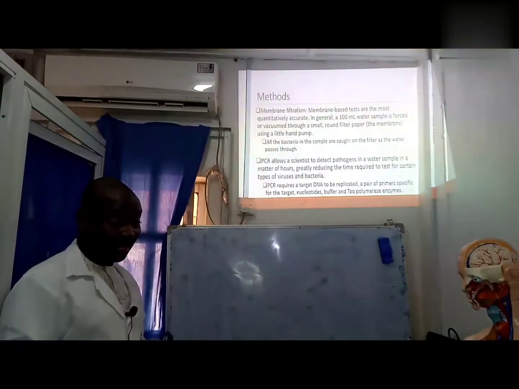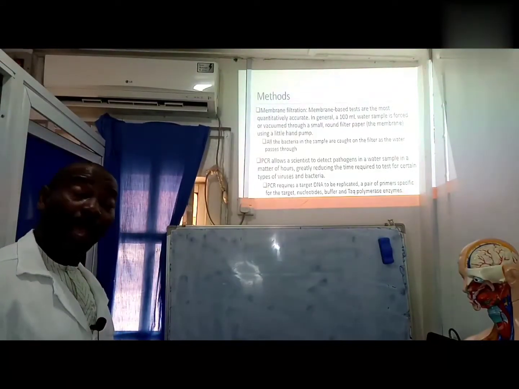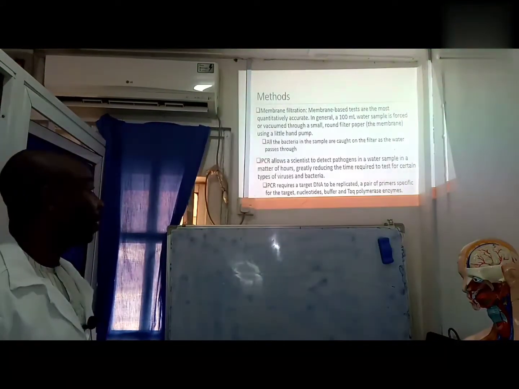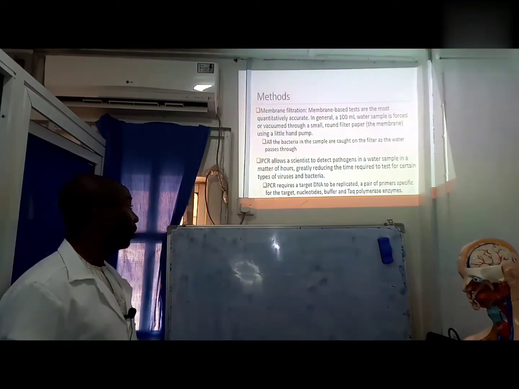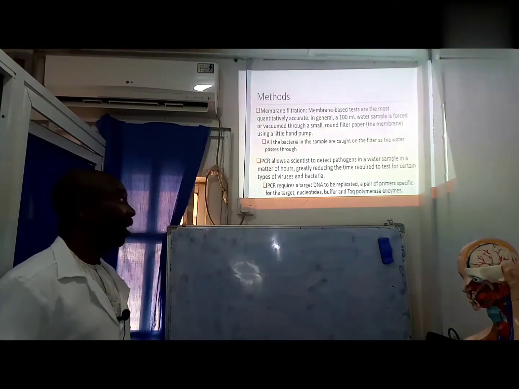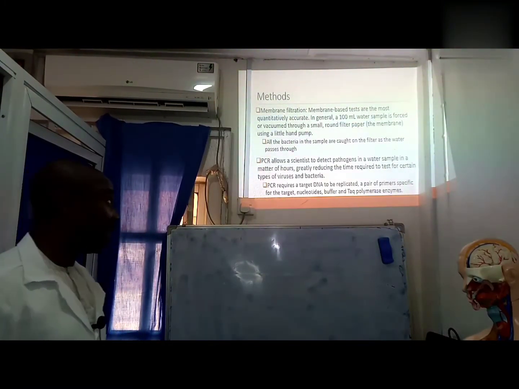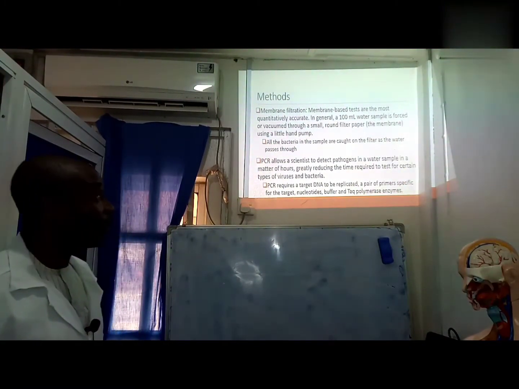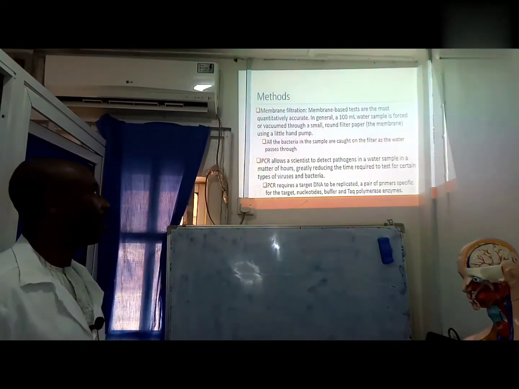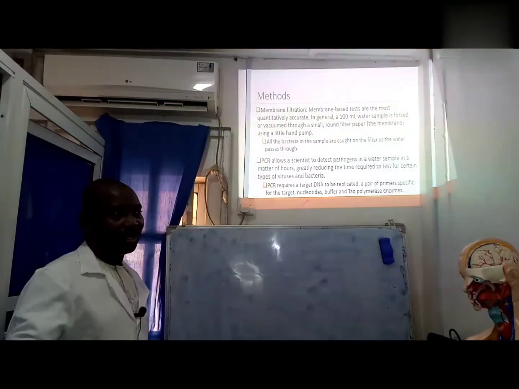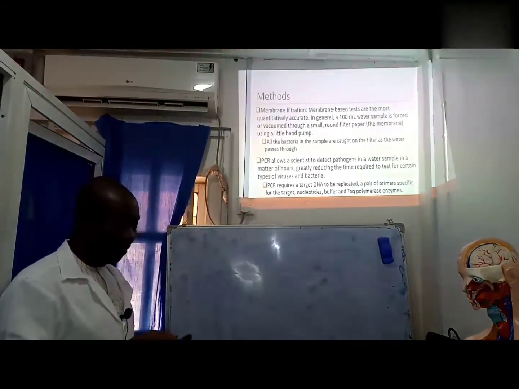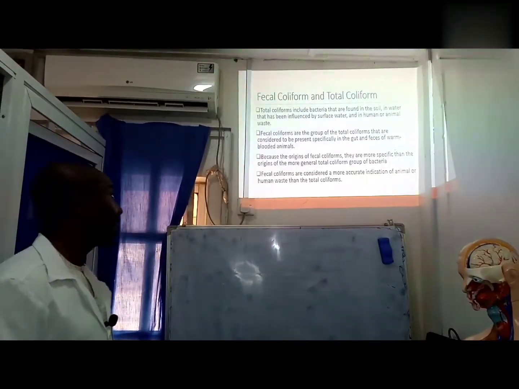Within hours, we can tell the kind of organisms that we have in that water supply using the technology of PCR. So PCR requires target DNA to be replicated. A pair of primers specific to the target, buffers, and Taq polymerase enzymes are needed for us to use PCR, to isolate, characterize, and quantify the organisms that we have in the water that is sent to us.